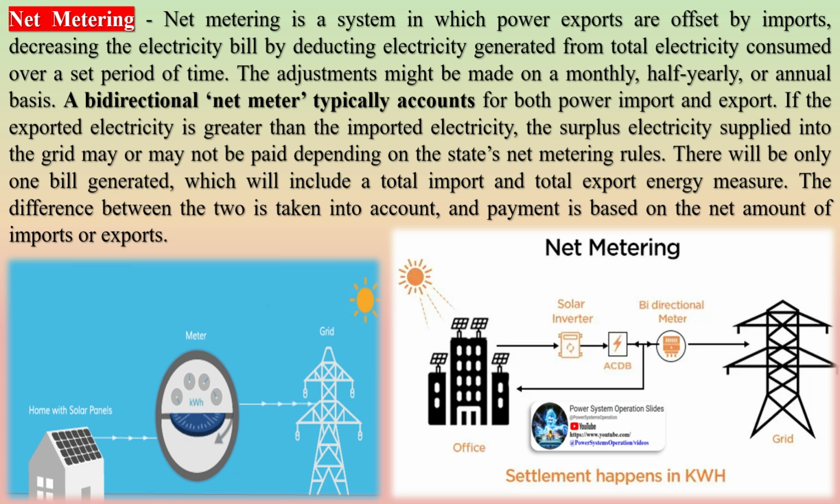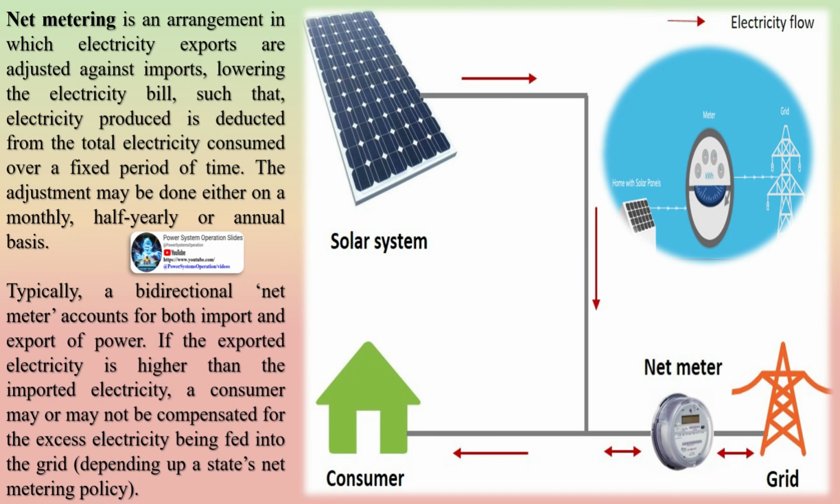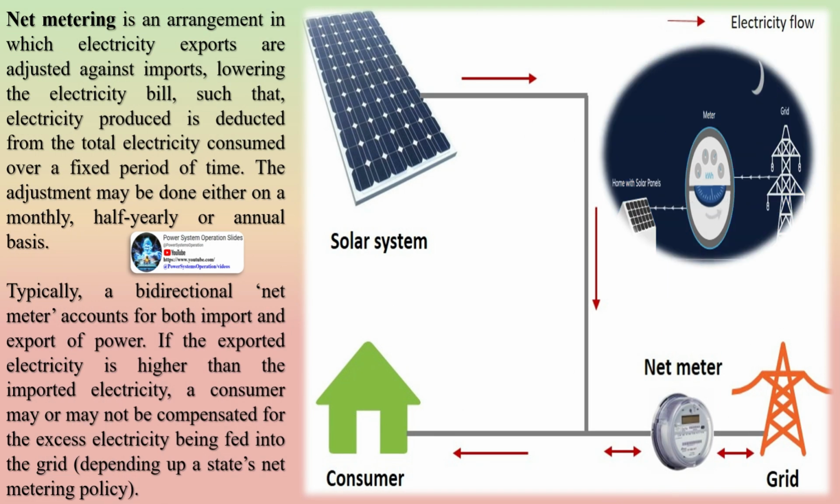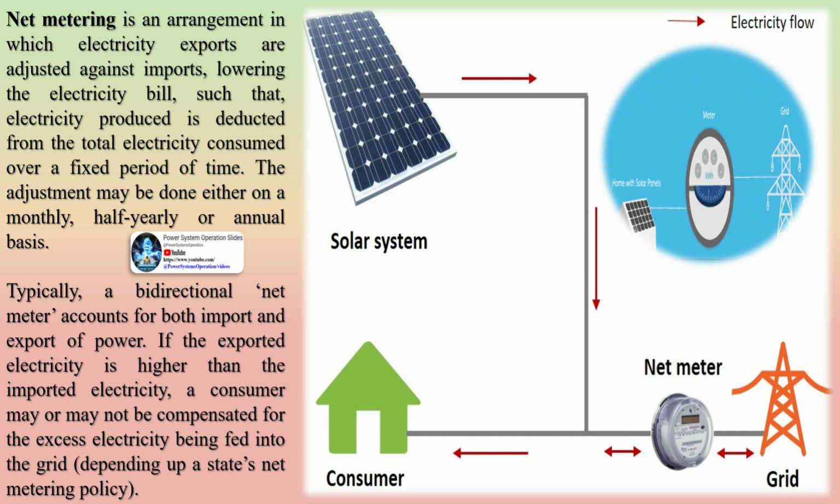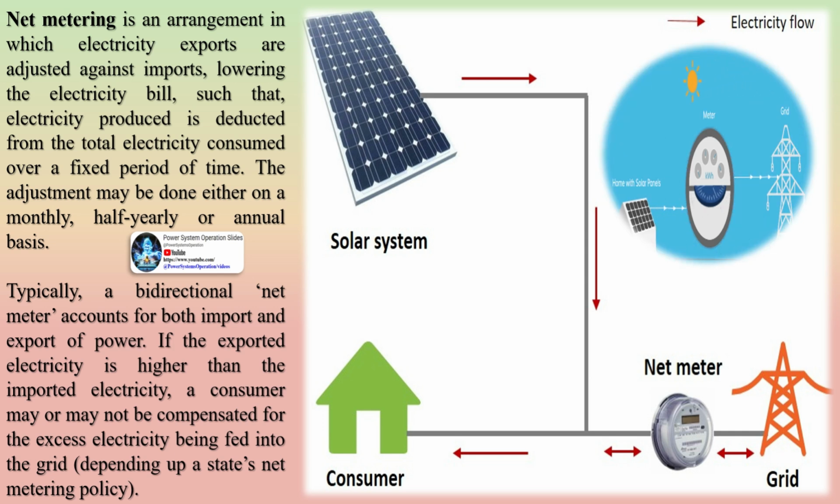Net metering: the user consumes electricity generated by the rooftop solar system and excess electricity is injected into the grid. For any additional requirement over and above the solar generation, energy can be imported from the grid. At the end of the settlement period, the consumer is only billed by the grid discom for the difference between solar energy generated and total energy consumed over the billing period.